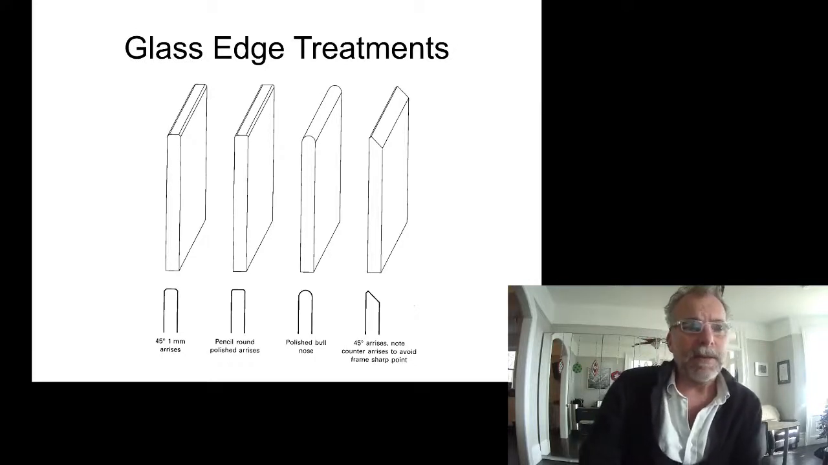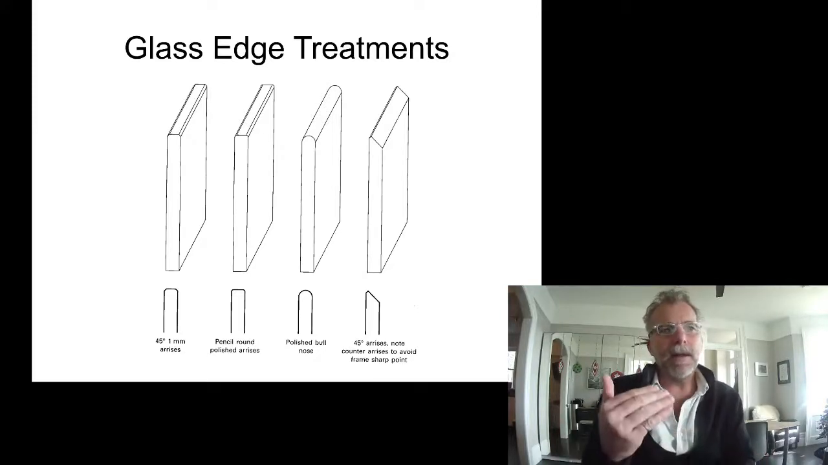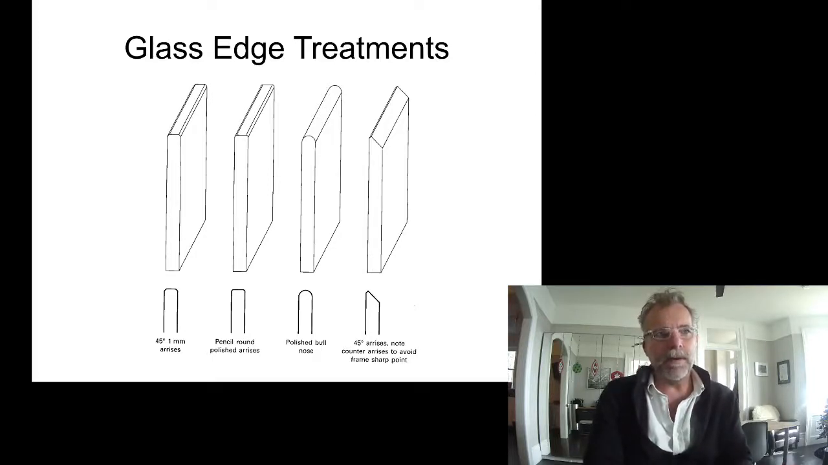Edge treatments, lots of edge treatments are possible. Glass can be ground and polished. The exception to this is tempered glass. As soon as you start polishing tempered glass, you're going to penetrate through that compression zone and you're going to precipitate a failure. So if you need edge treatment on tempered glass, you need to do it before it gets tempered.